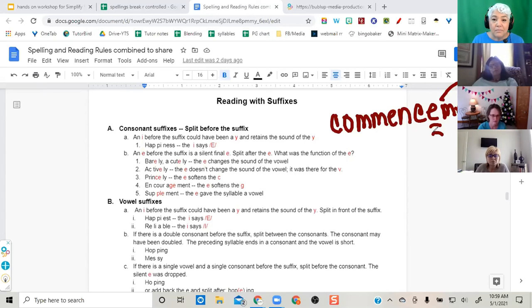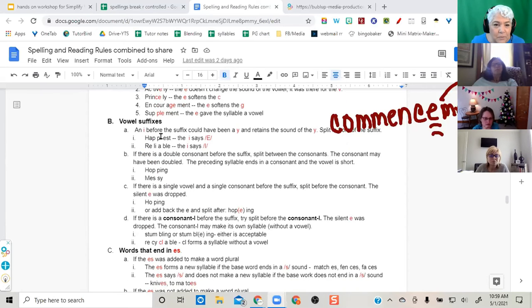a Y. What sound did it have as a Y? So cover up the suffix, think of that as a Y. What was the sound? Vowel suffixes, the I used to be a Y.